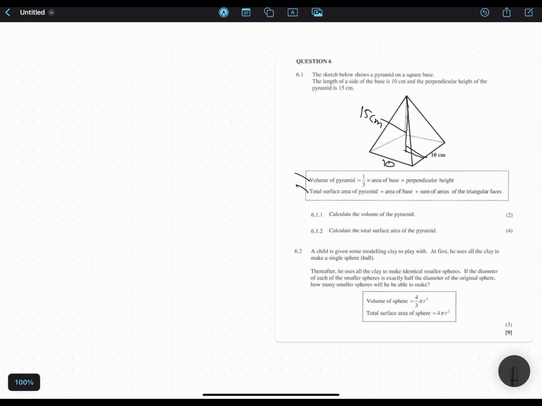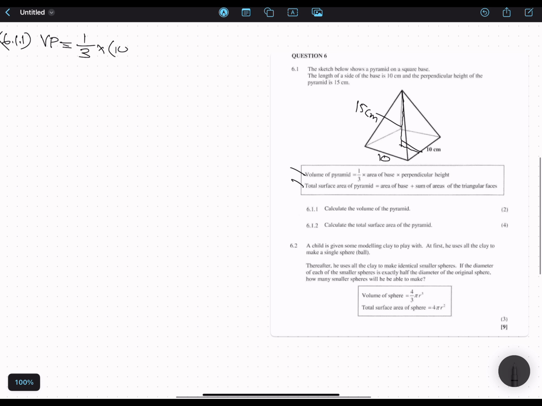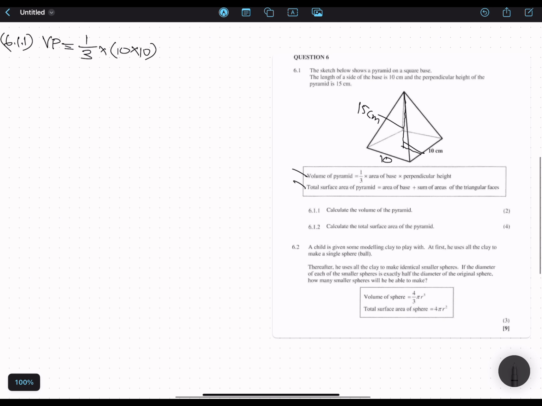So the first question, 6.1.1, they are asking us to calculate the volume of the pyramid, right? I will just write VP for the volume of the pyramid, which is equal to 1/3 multiplied by the area of the base. The area of the base in this case is going to be 10 multiplied by 10, because the area of a square is the length multiplied by the length. Then multiplied by the perpendicular height, which we are given is 15 centimeters.